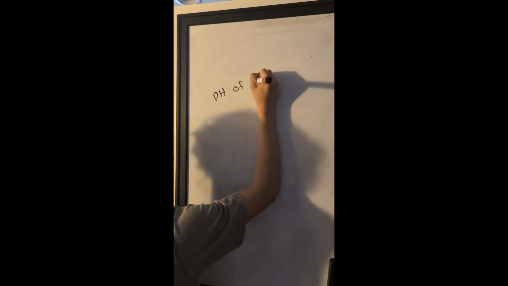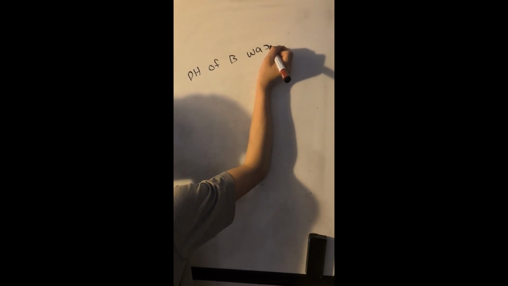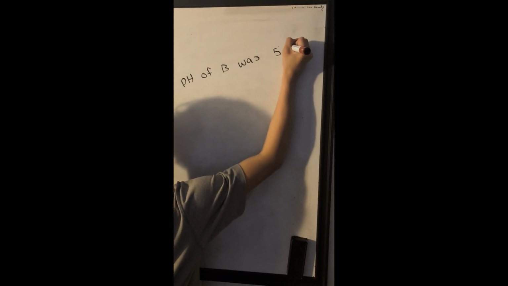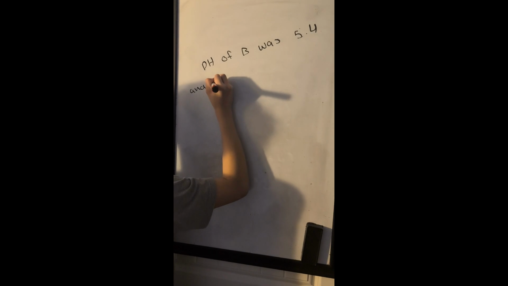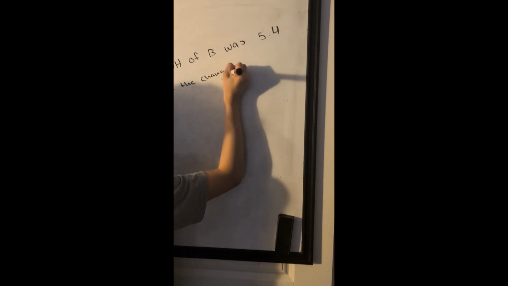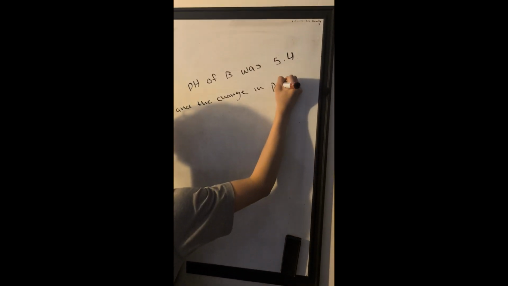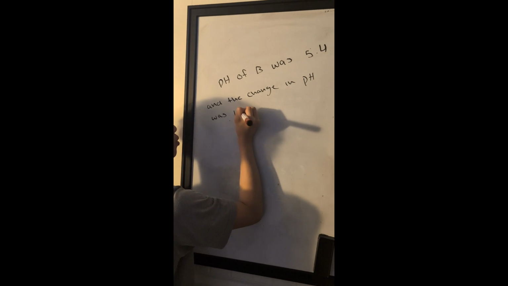So to wrap up what work was shown, the pH of B was 5.4, and the change in pH was 1.7.